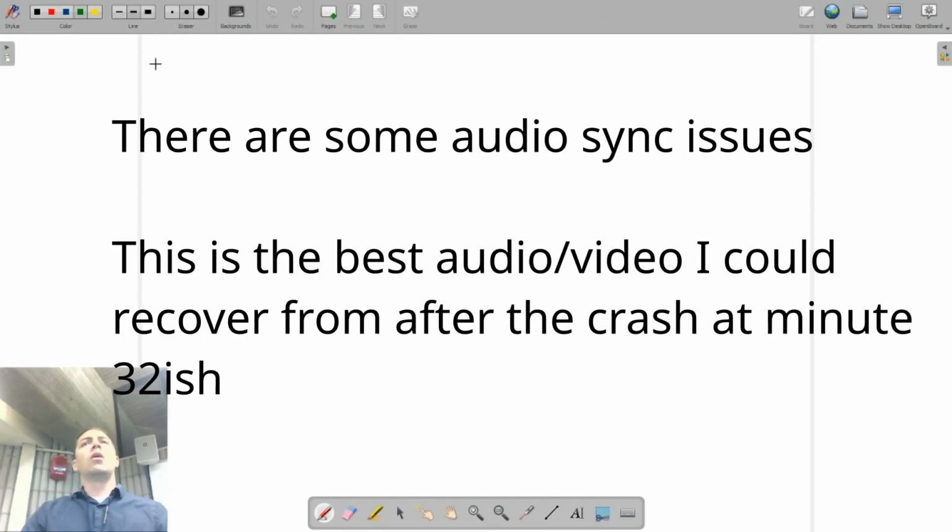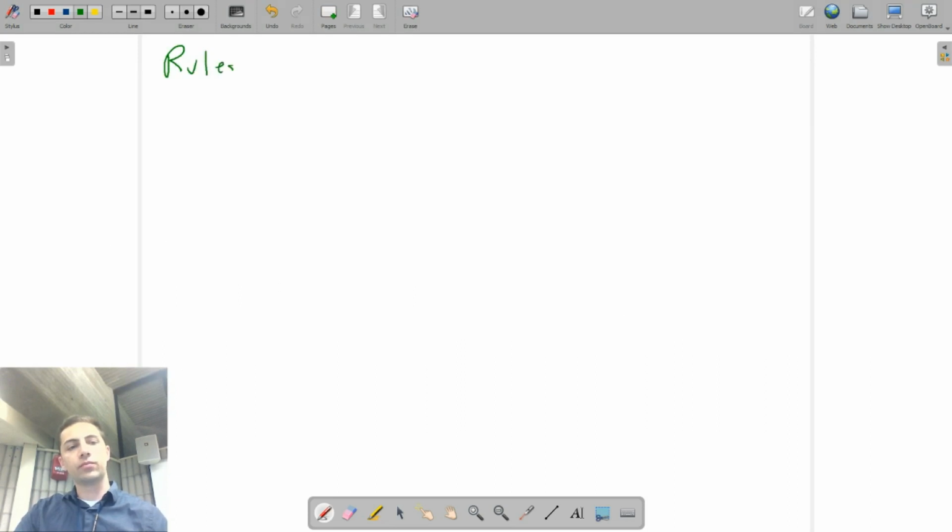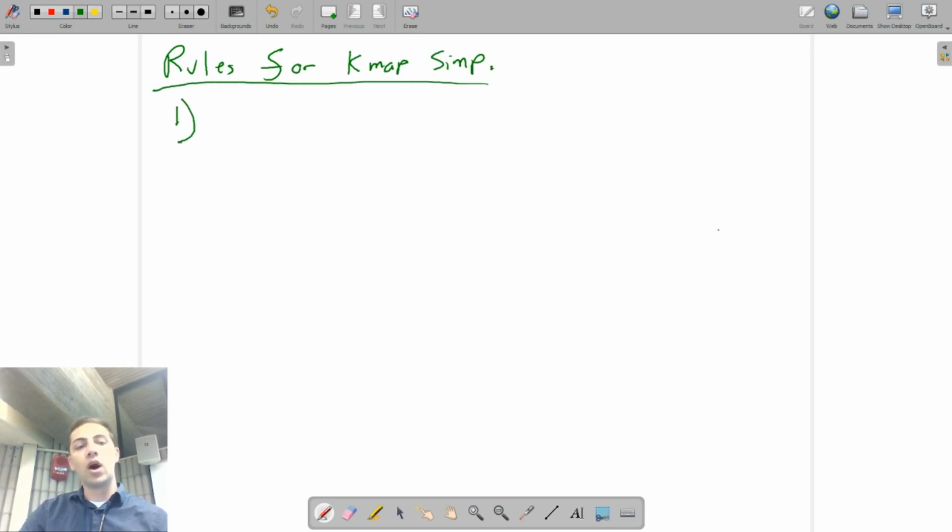So we're moving straight into Chapter 3, which is all about Kmaps and circuit simplification. When we left off, we had actually just reduced one equation. I said that there were two basic rules. Rules for Kmap simplification.